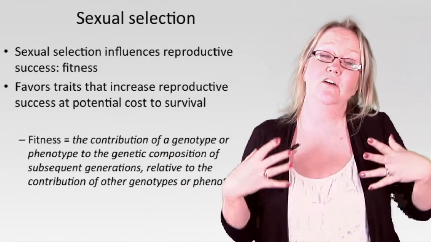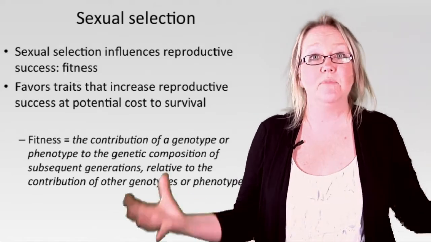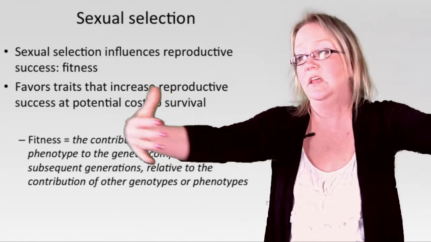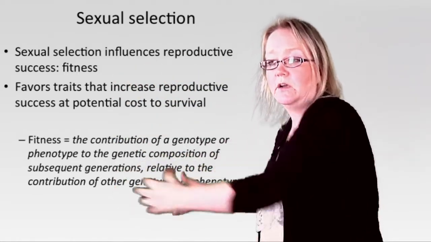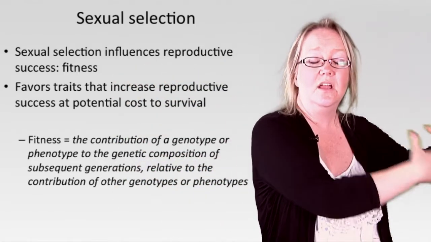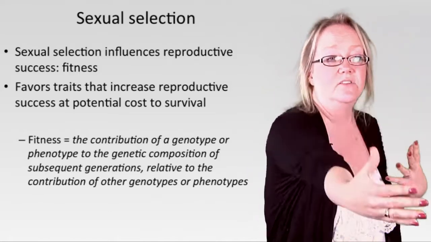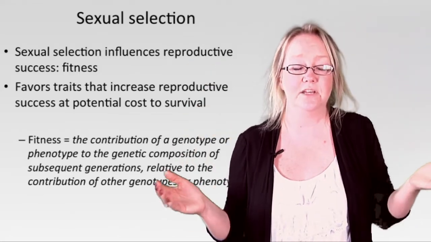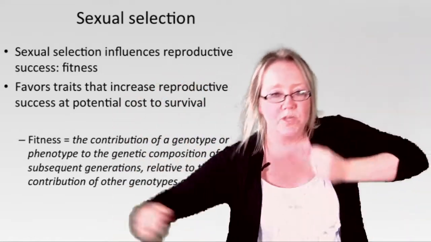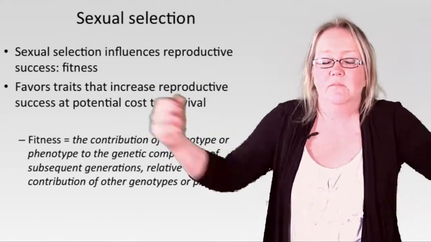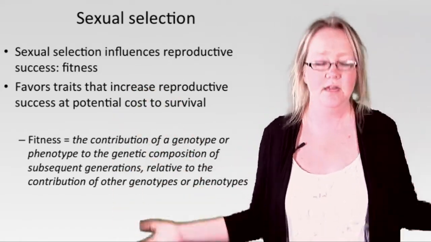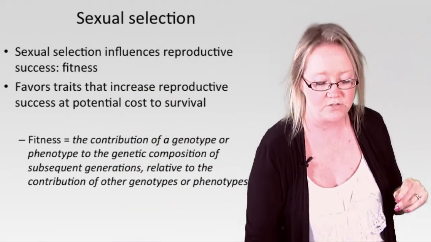So how many of your genotypes or how many of your phenotypes end up in that next generation in comparison to Joe Schmo over here or Silly Sally over here? How many copies of their genes did they get into the next generation? Okay, so how fit are you? If you're really fit, woo, you got offspring all over the place. Maybe Joe Schmo and Silly Sally are not quite so fit and they didn't end up with offspring in the next generation.